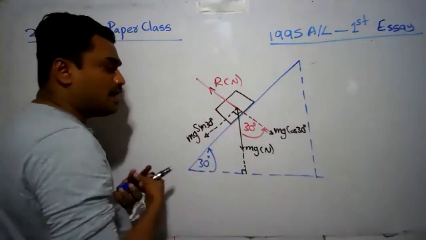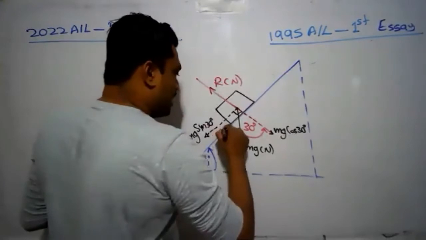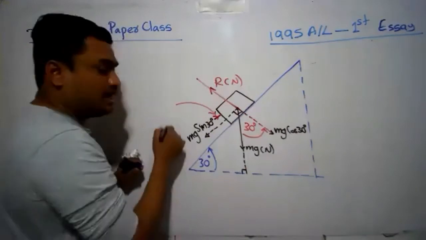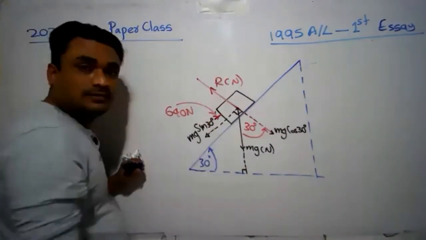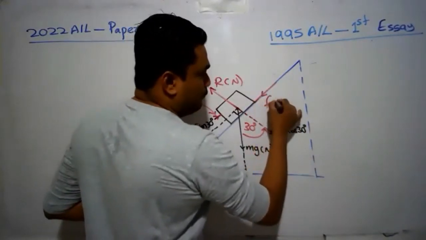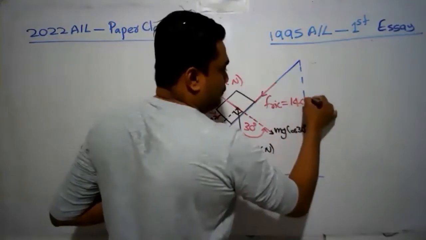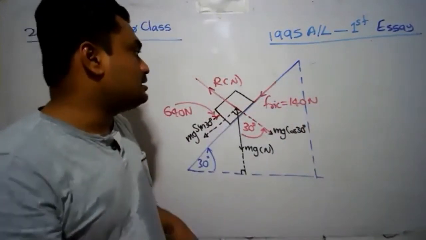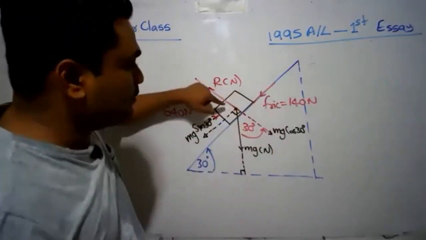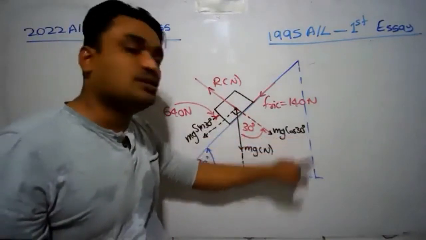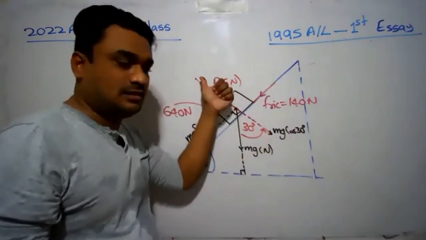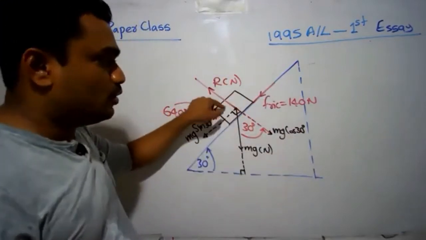The box is pushed up by a force of 640 Newton. In addition, there is a friction force acting against the motion. We have found the friction force to be 140 Newton. R is the force given by the inclined plane to the object. The force given by the object to the inclined plane is mg cos 30.